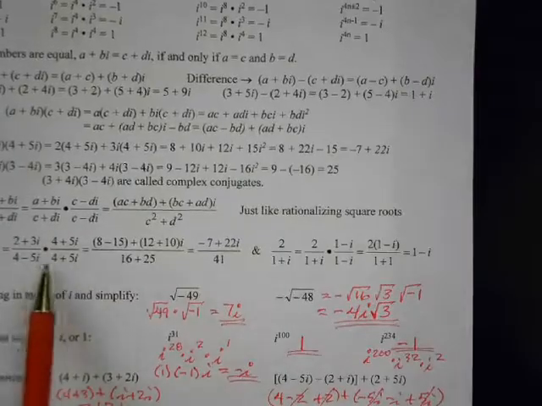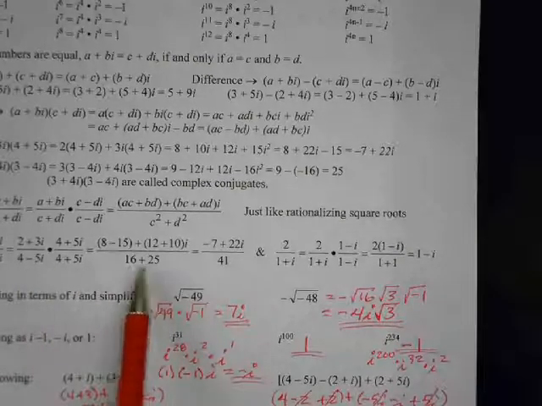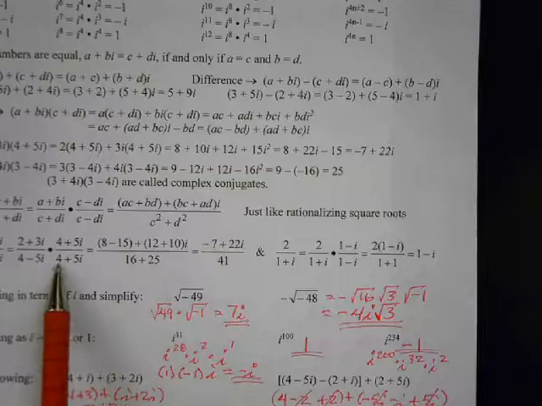Now, the other way, which I could mention, we have them up here as our example. 4 minus 5i, 4 plus 5i is just the sum of the two squares, 4 squared and 5 squared, just like we got 4 squared and 5 squared.